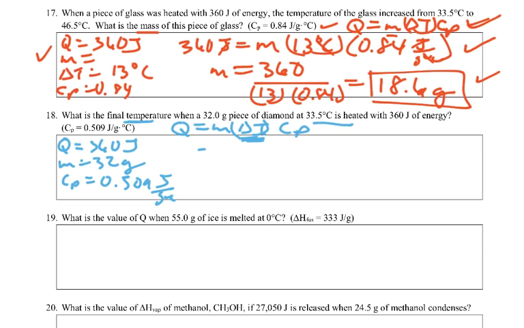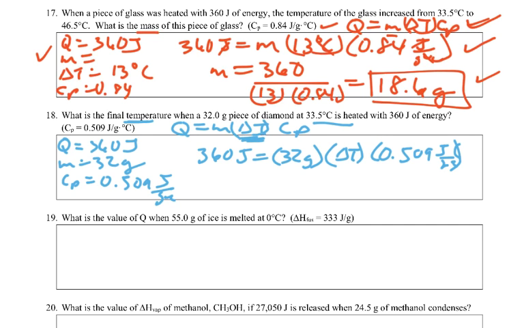So I'm going to substitute in, so 360 joules is equal to 32 grams times delta T times 0.509 joules per gram degree. And everything's going to cancel out except for degrees this time. Now, let's see, so I'm going to want delta T. So delta T is equal to 360 divided by 32 divided by 0.509. And let me get an answer.